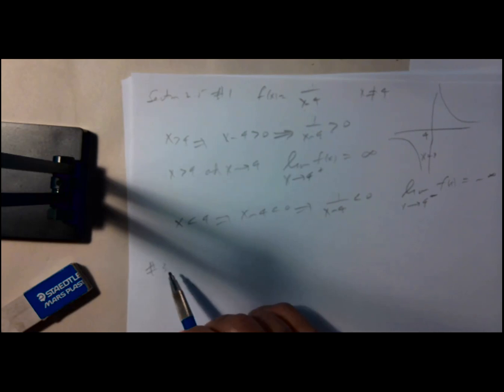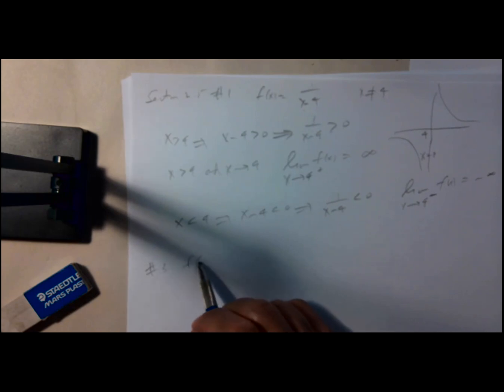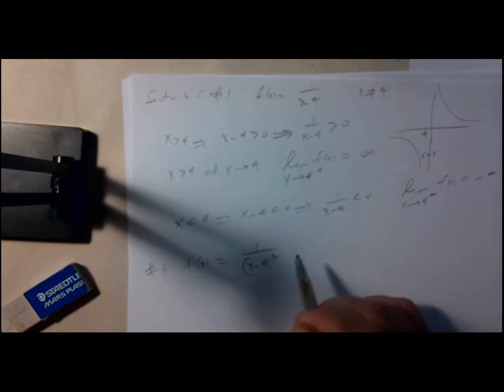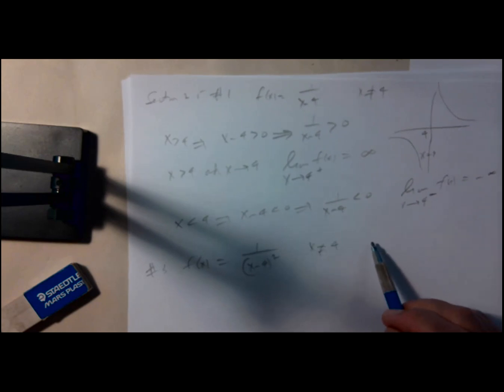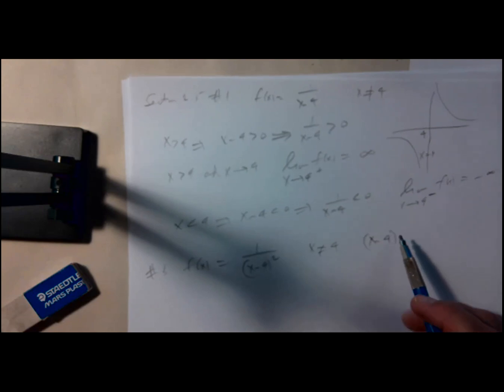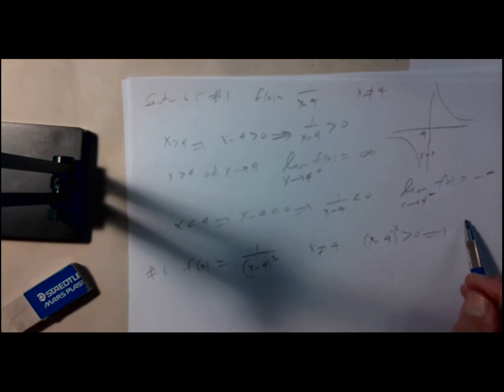Problem 3 is the same problem, but instead of the function 1 over x minus 4, it's 1 over x minus 4 squared. Again, this is defined for x different from 4. For x different from 4, x minus 4 can be positive or negative, it's not 0. But when you square it, it's always positive. So 1 over x minus 4 squared is greater than 0.